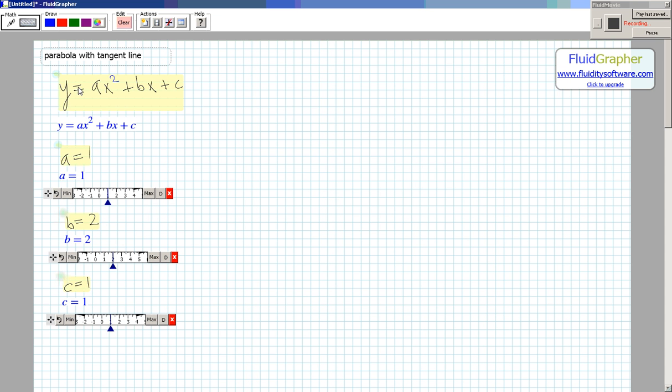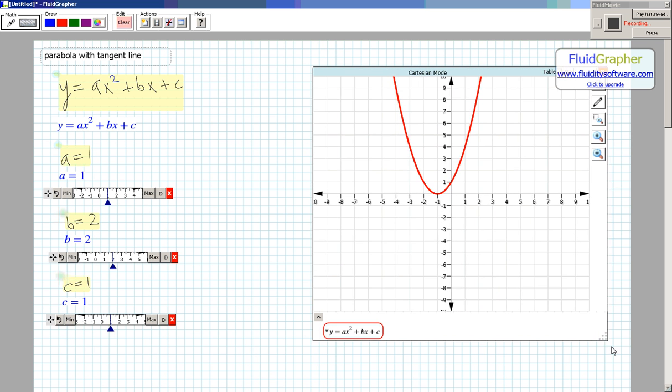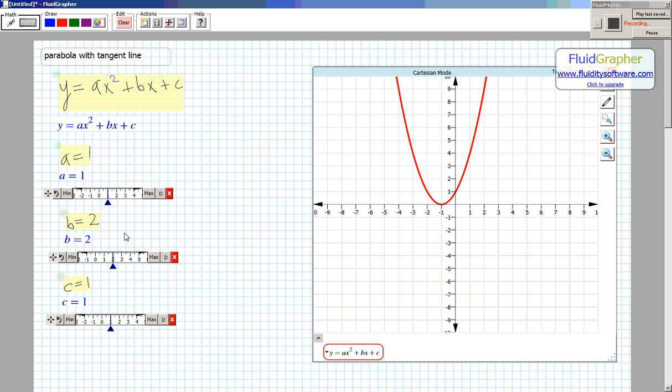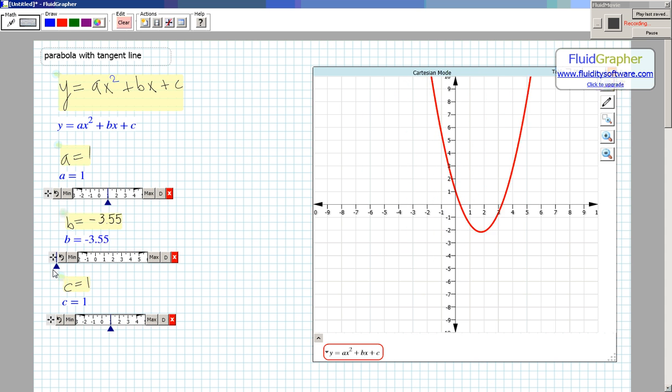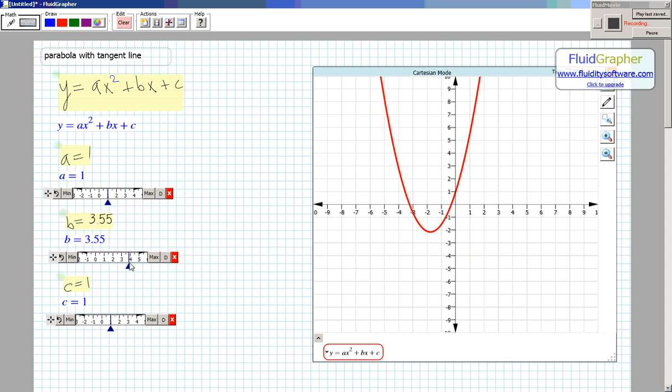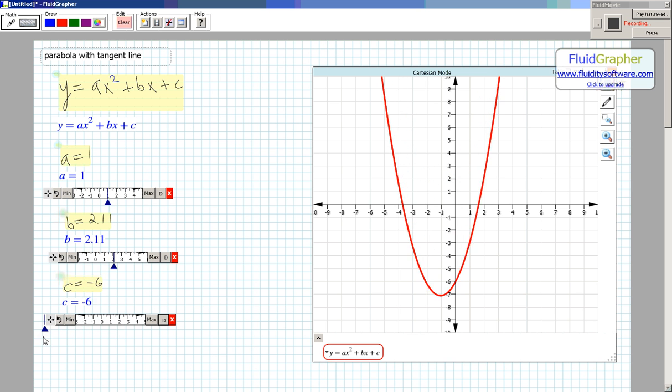I can graph using a motion like that. So this is my parabola, and I can see how my parabola changes as I change the constants. The power of the program is seeing stuff move in real time. Good for student investigations to see how certain constants impact the graph of a function.